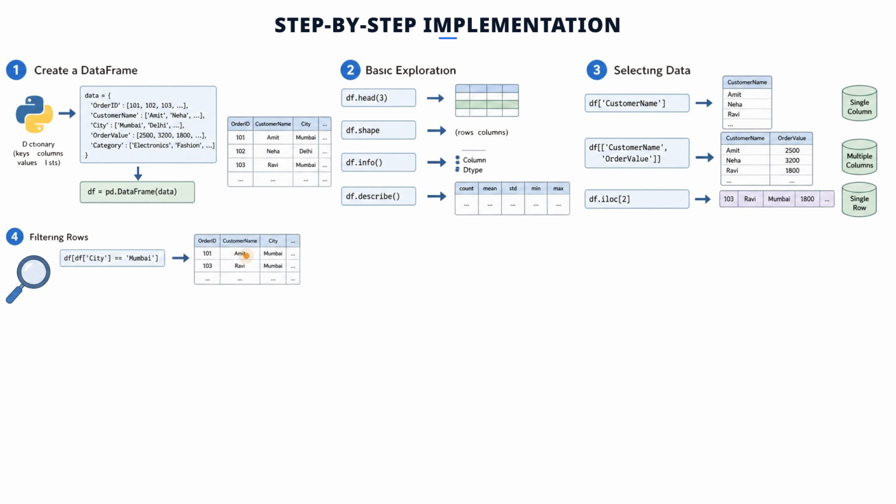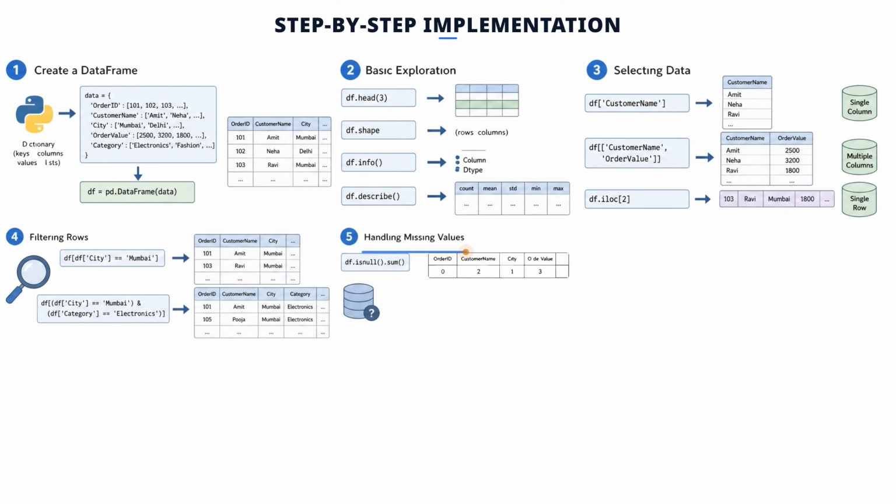You can even get more specific by combining conditions with an ampersand symbol, meaning you can pull out rows that are in Mumbai and belong to the electronics category at the exact same time. In real-world scenarios, your data will have gaps, which brings us to handling missing values.